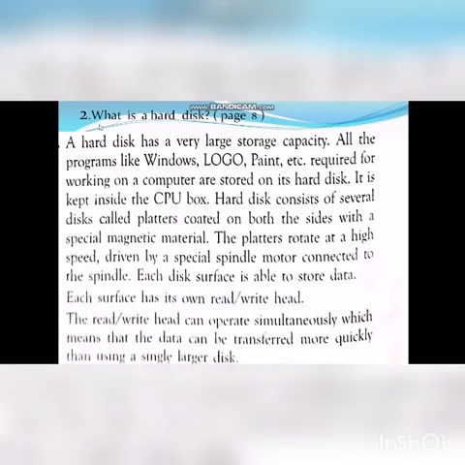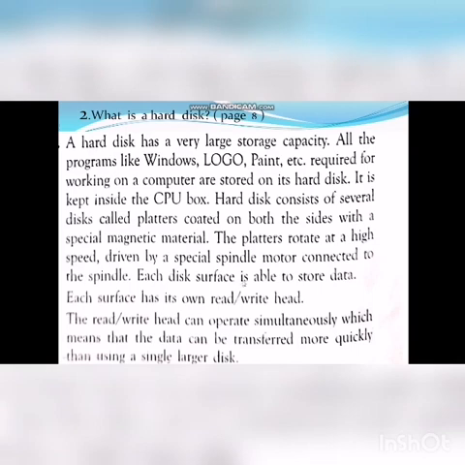Now we pass on to the second question. What is a hard disk? You can mark the answer in page 8. A hard disk has a very large storage capacity. All the programs like Windows, Logo, Paint, etc. required for working on a computer are stored on its hard disk. It is kept inside the CPU box. Hard disk consists of several disks called platters coated on both the sides with a special magnetic material. The platters rotate at a high speed driven by a special spindle motor connected to the spindle.